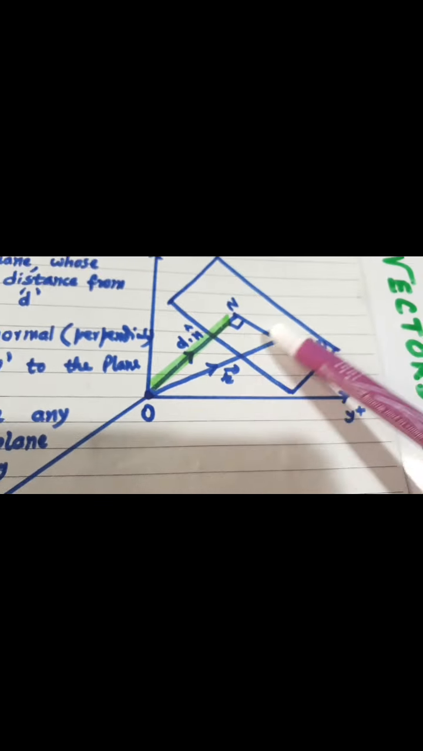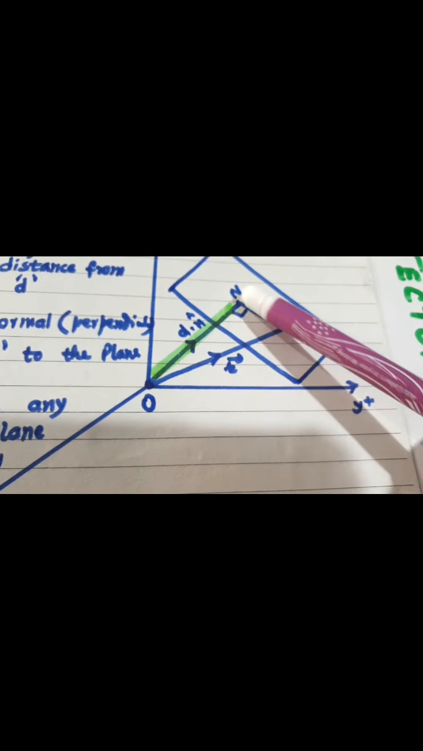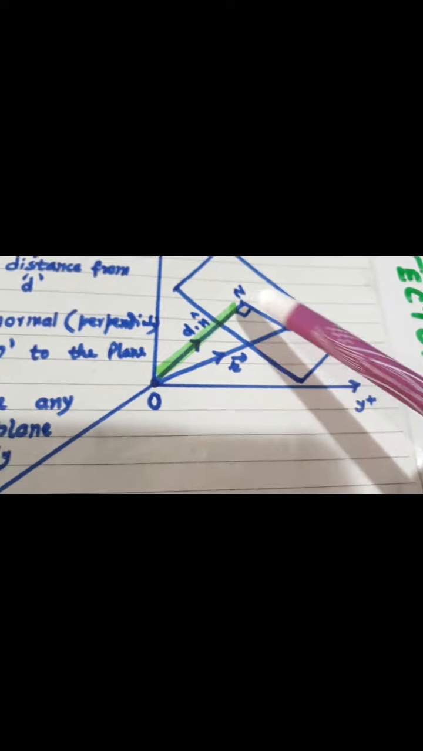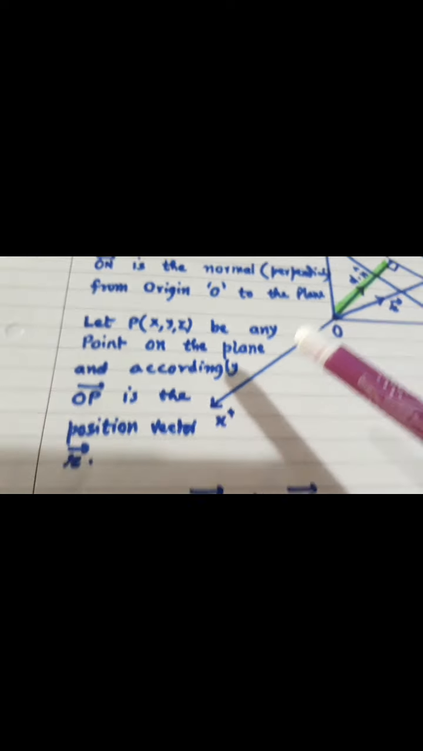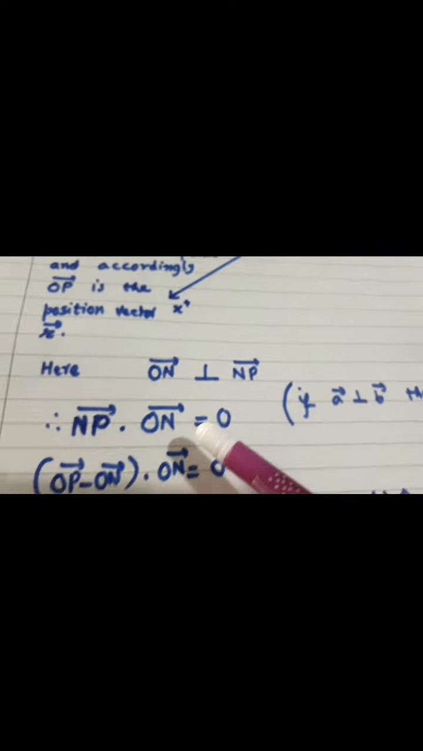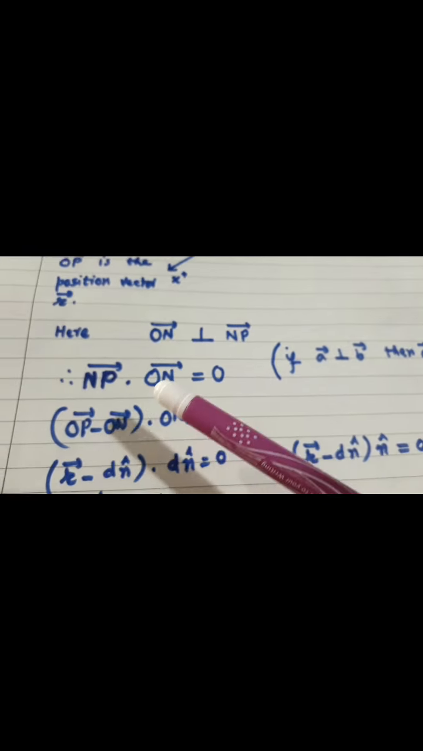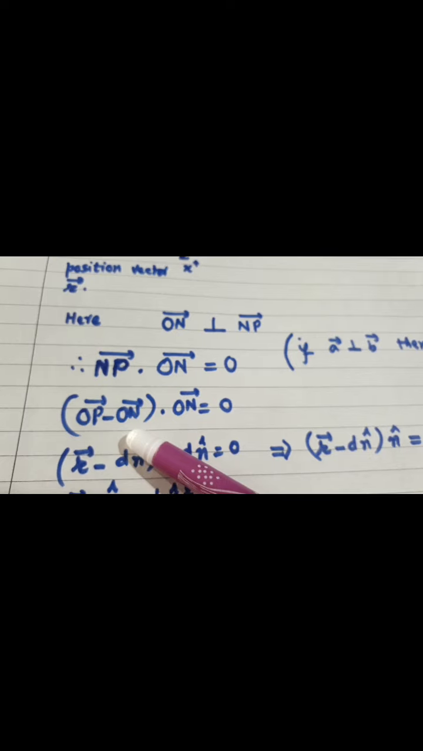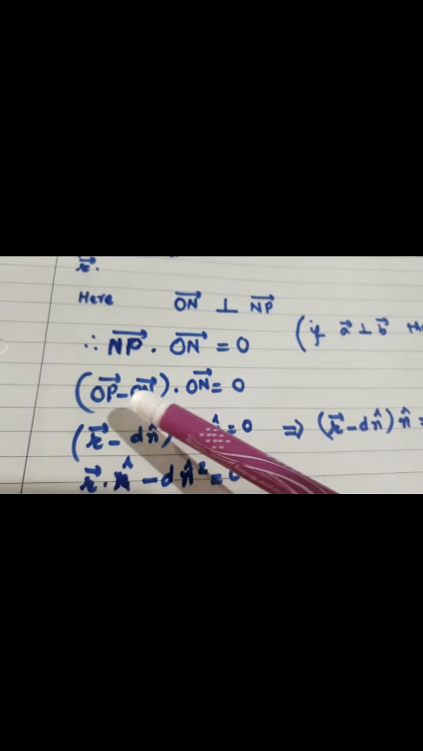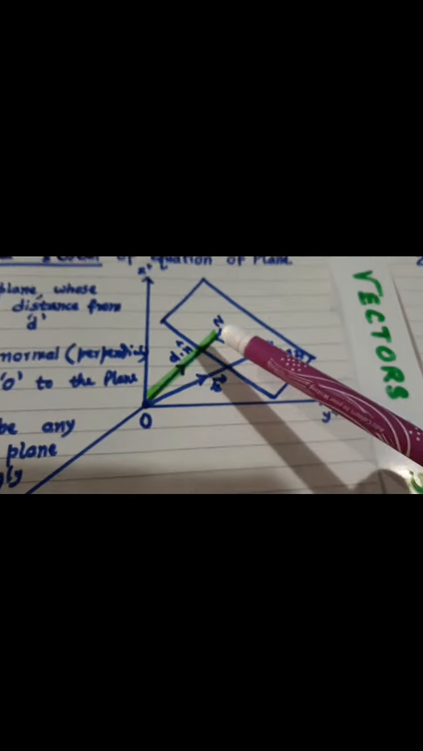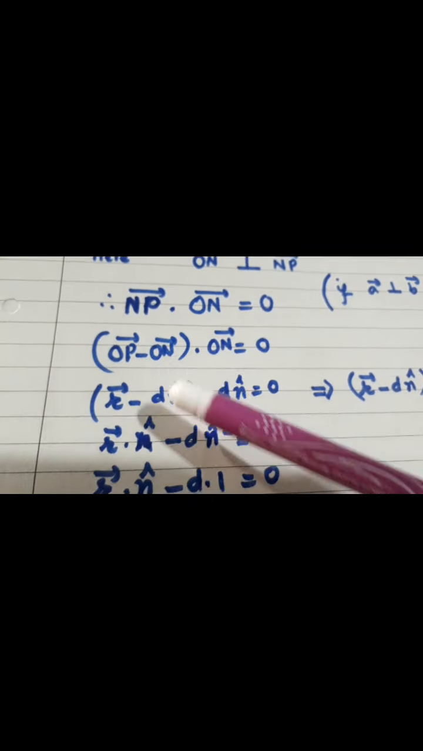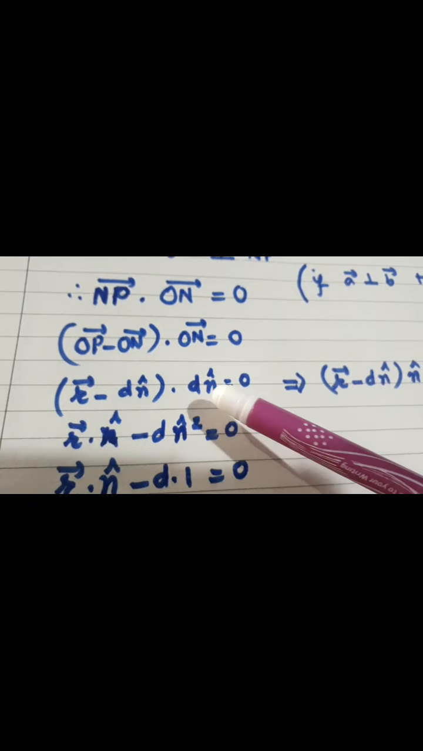This is a general point. P is a general point, x, y, z. So this is the general vector. These two vectors, ON and NP, are perpendicular. Their dot product will be 0. So NP can be written as OP minus ON, dot ON. And OP is your r. And ON is d times n cap.